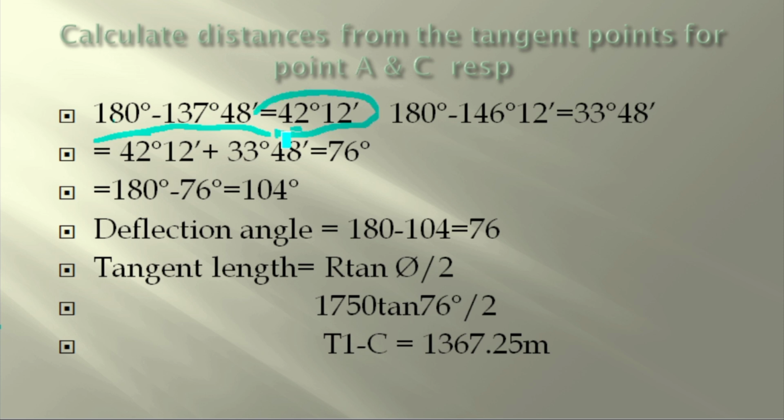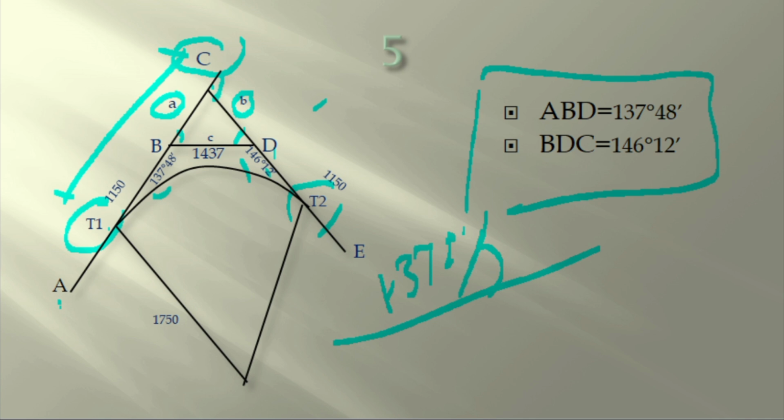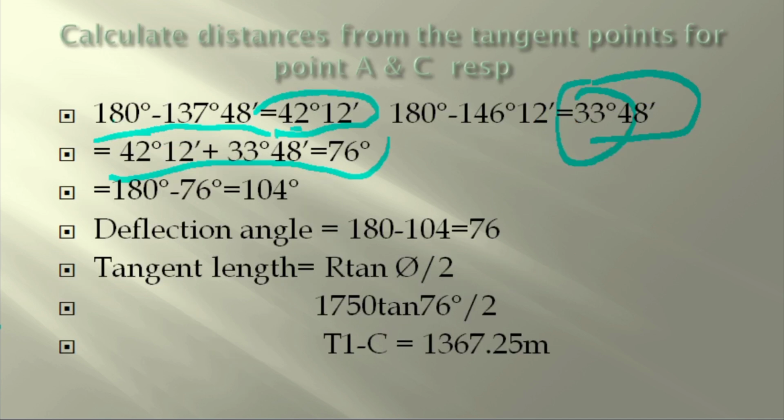These two are the angles found inside the triangle, which we will be using. By adding those two angles, we get our angle. The total of those two angles found here and here will be 76. At 76 we can get it directly. That will be the deflection angle, and also we can subtract from 180.